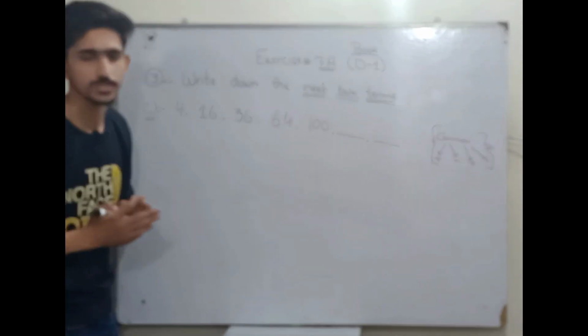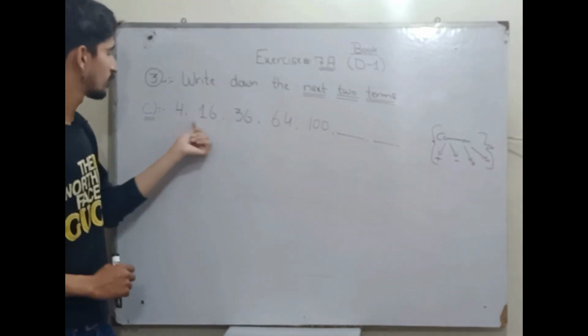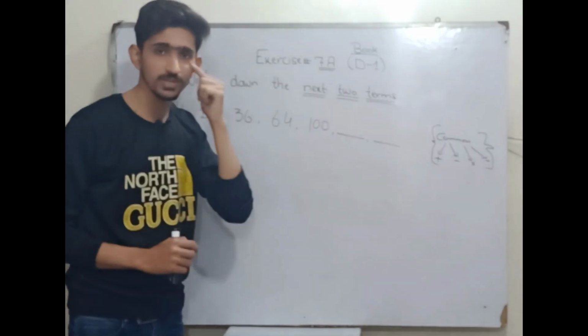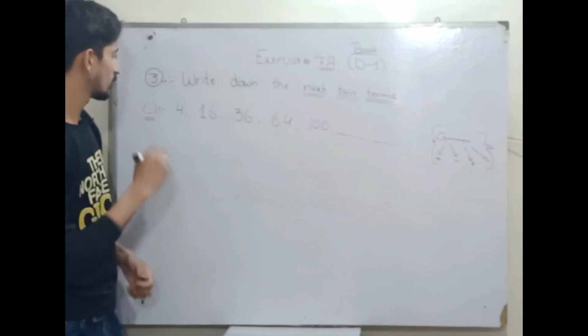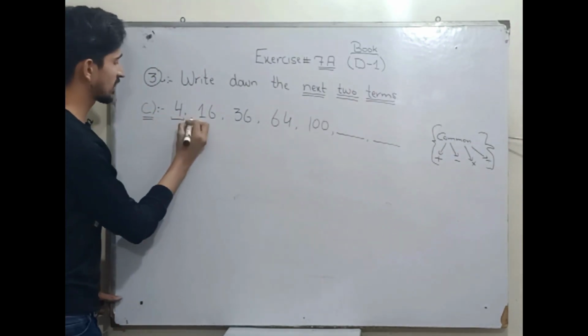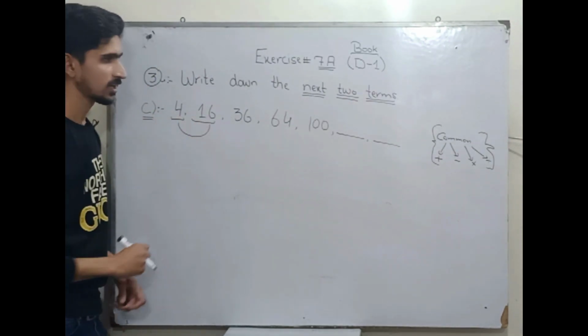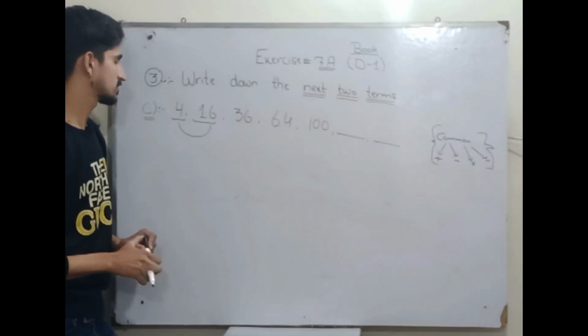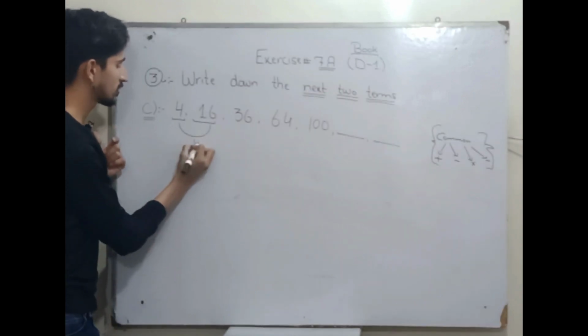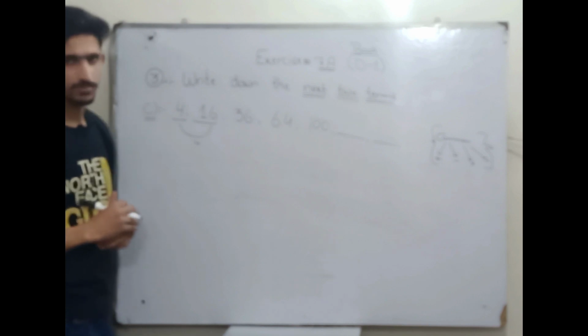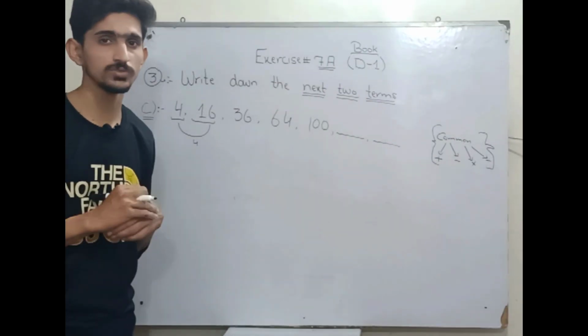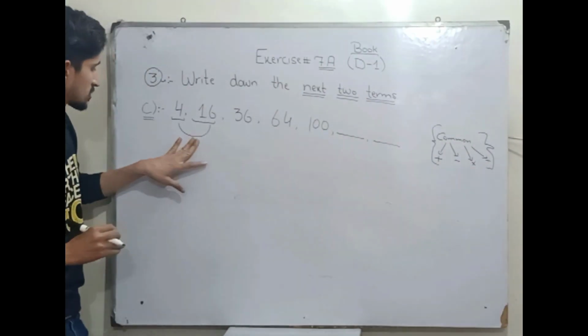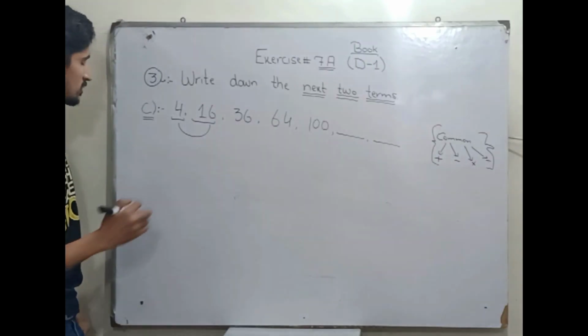That will be the sequence: 4, 16, 36, 64 and 100. So how can we write the 4 and 16? Is there any difference between 4 and 16? Yes, there is a difference. That is not clear from the basic theory of this, so we just need to write how we can elaborate.